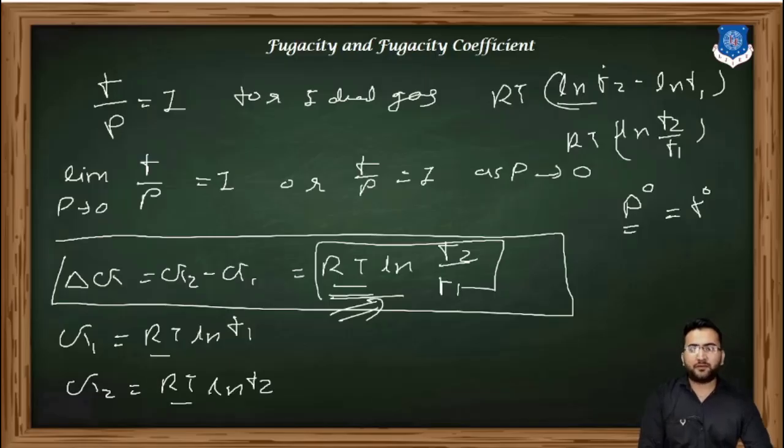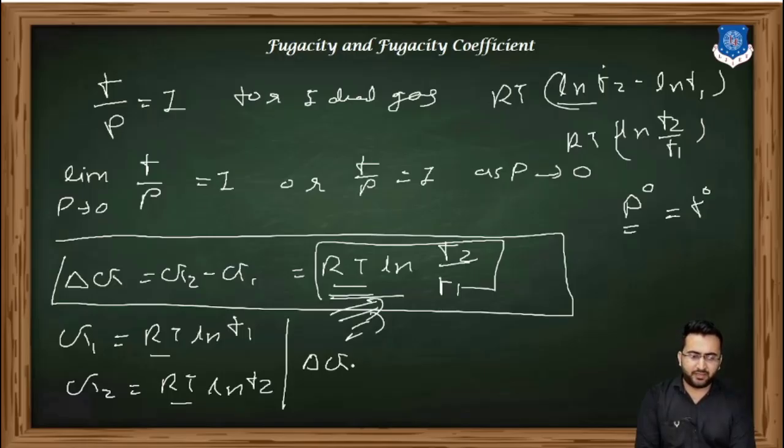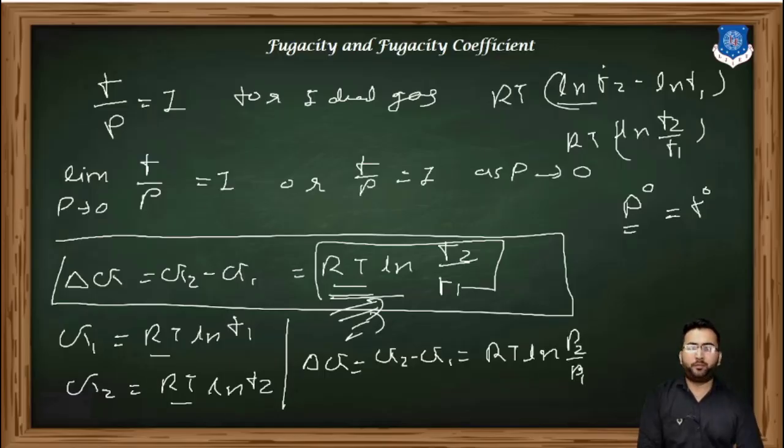For ideal gas, the free energy change is given by del G, and this equation can be replaced by pressure, so it becomes del G is equal to G2 minus G1 is equal to RT ln P2 upon P1. For ideal gas, P2 upon P1 is equal to F2 upon F1, or fugacity is directly proportional to pressure. But for real gas, fugacity is not equal to pressure. So the ratio of fugacity to pressure for ideal gas is unity.